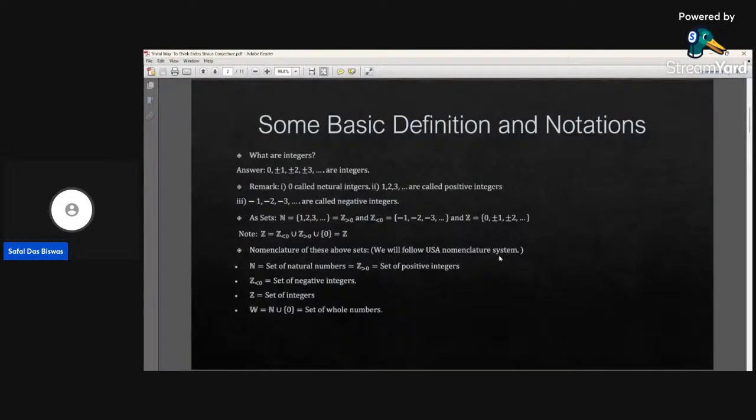So the trivial way to think about the Erdos conjecture. I'm going to the next slide. Some basic definitions and notations, which I said I would introduce before the talk. So what are integers? The answer is 0, plus minus 1, plus minus 2, plus minus 3. Note here plus minus 1 means plus 1 or minus 1. A small remark: 0 is called the neutral integer.